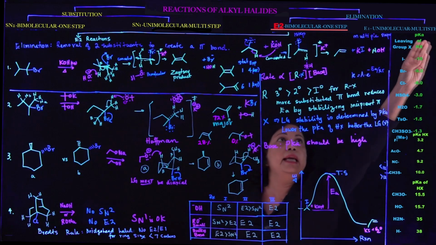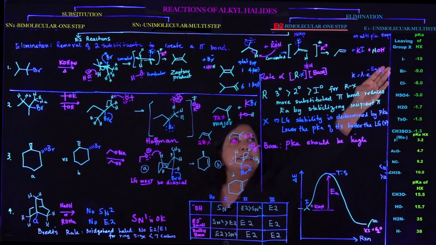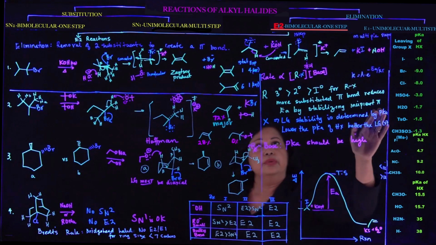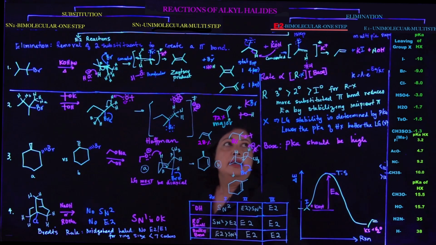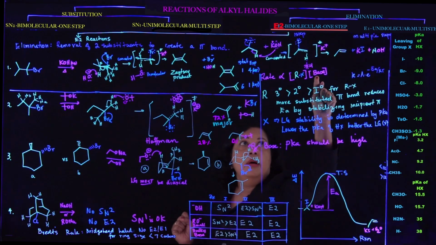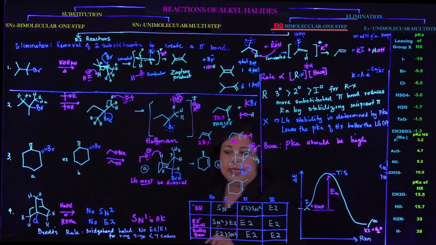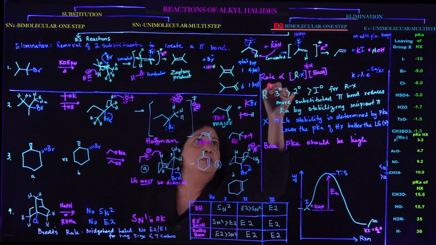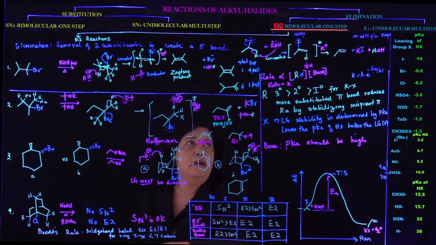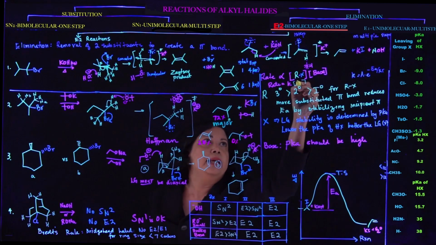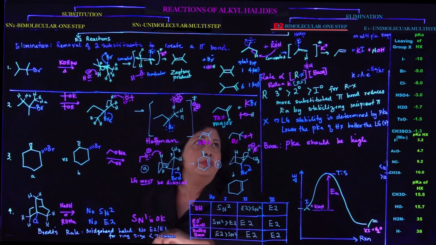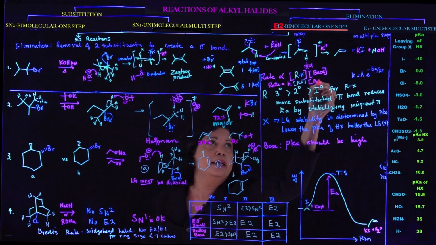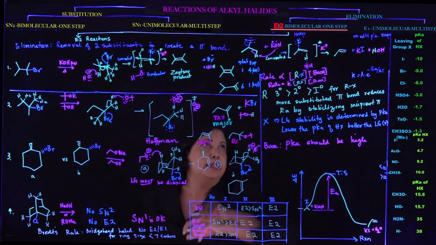So if your pKa is low for the conjugate acid, that means the anion is going to be a really good leaving group. Now, another thing that's important in that rate equation is going to be the base. So here the rate is going to be equal to k times the RX and the base. So both the RX and the base are going to influence the rate.